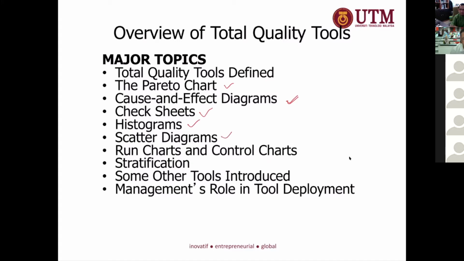Scatter diagram, when you have data for X and Y, you can plot the scatter diagram. So I will just give you some overview about how to read the scatter diagram, how to interpret data and so on. And then I will give you a brief on the control chart today.